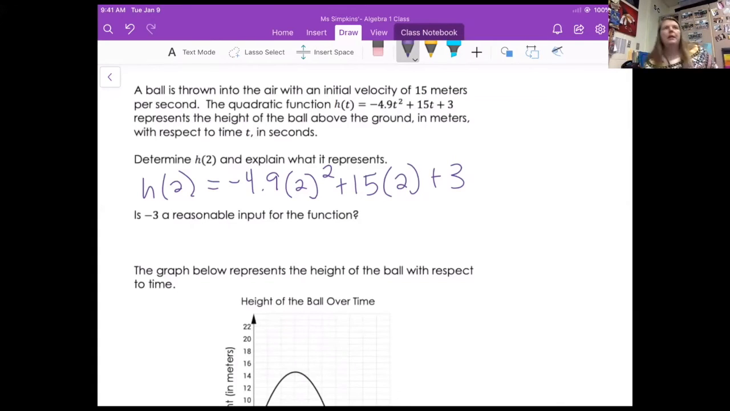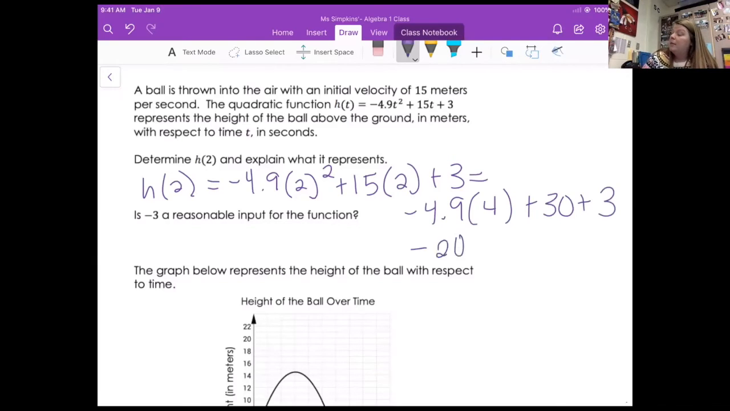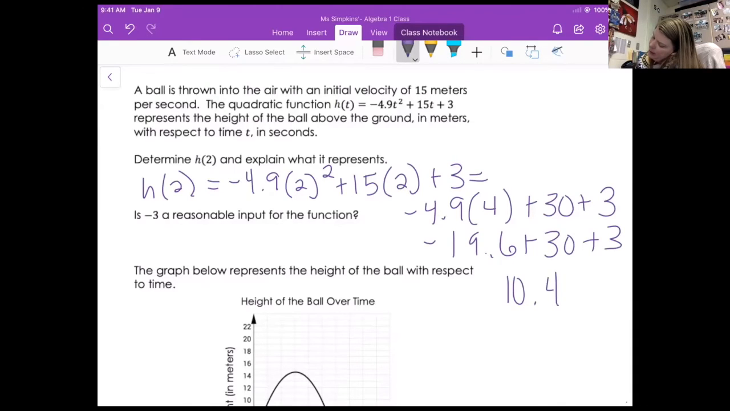Okay, the first thing you should do is apply that exponent to the 2. So that would give us negative 4.9 times 4 plus 15 times 2 would be 30 plus 3. Negative 4.9 times 4 is negative 20.6. Did I do that right? What's negative 4.9 times 4? Negative 19.6 plus 30 plus 3. So that would be 10.4 plus 3 would be 13.4.